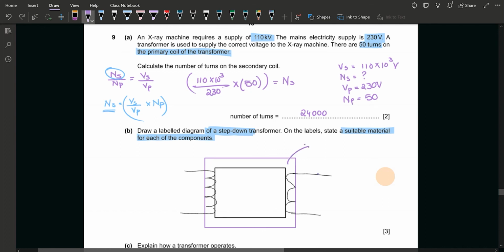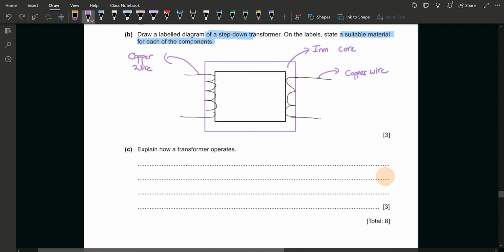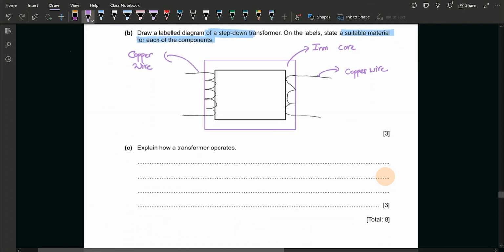And this is going to be made up of iron, so we can just write this as iron core. These are going to be copper wires, and even this is going to be copper wire. And we are done with the drawing, so we can move on to part C. Explain how a transformer operates.